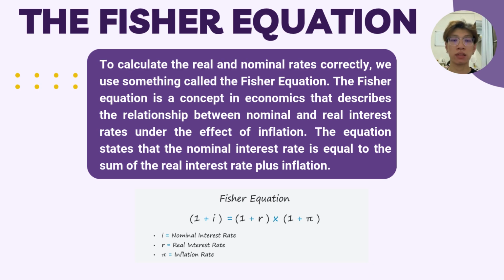To calculate this correctly, we use the Fisher equation. The Fisher equation helps us find the relationship between nominal rate, real rate, and inflation rate. The formula is 1 plus nominal rate equals 1 plus real rate multiplied by 1 plus inflation rate. For example, if the nominal rate is 10% and inflation is 6%, the real rate is about 3.77%.